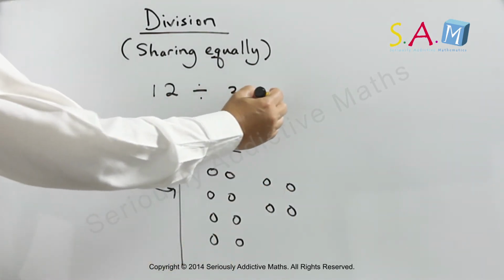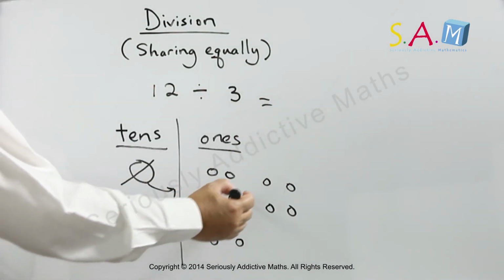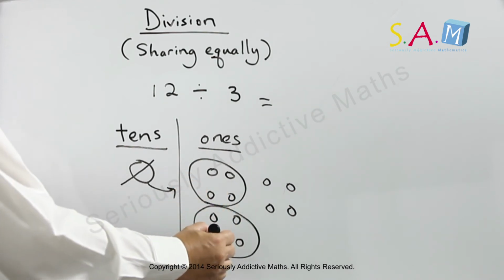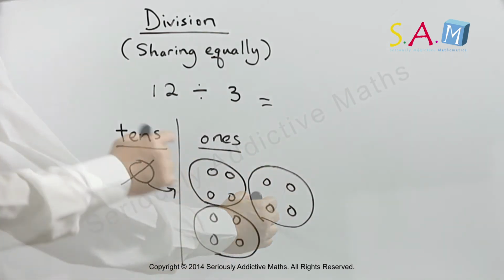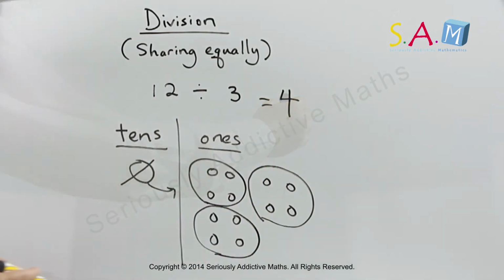So I'm going to share equally with 3. So here I have 1, 2, 3, and if I share with 3, each group gets 4.